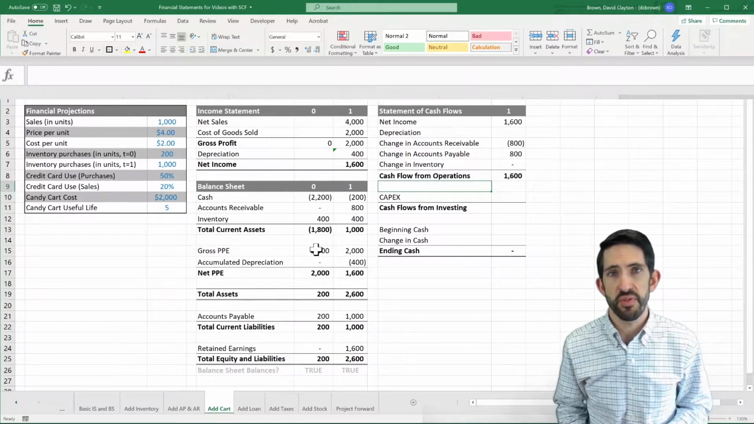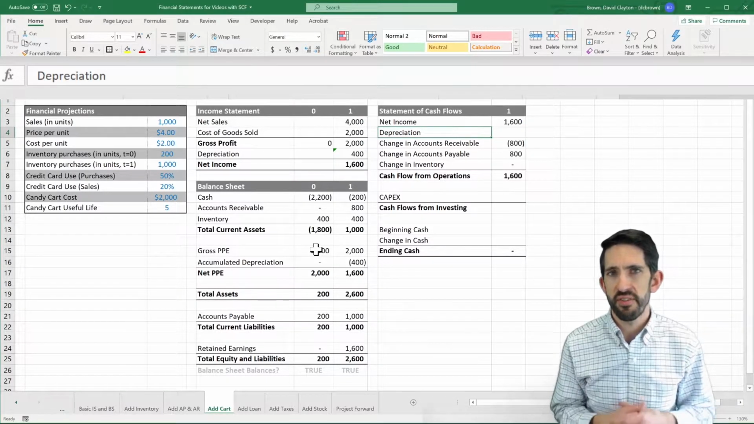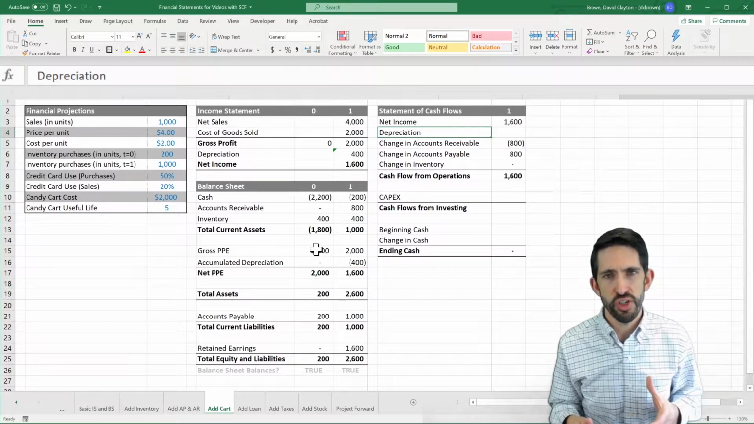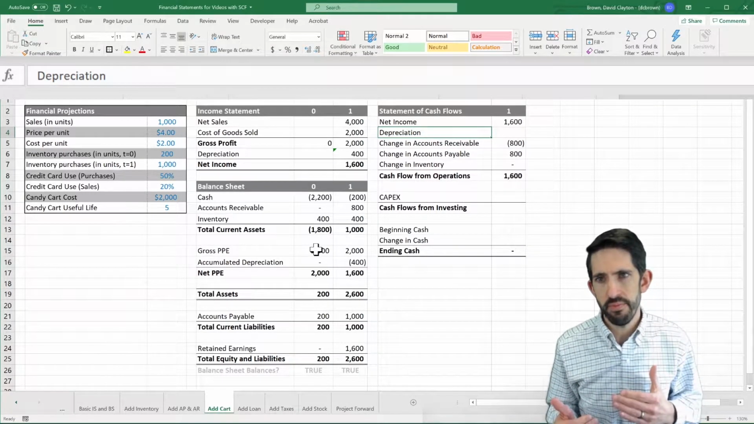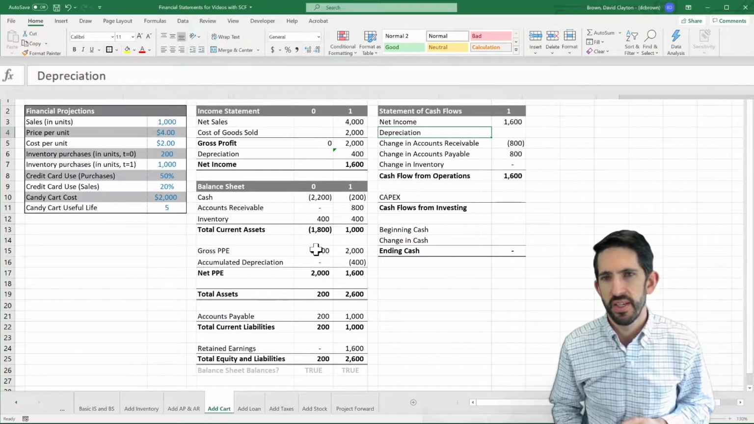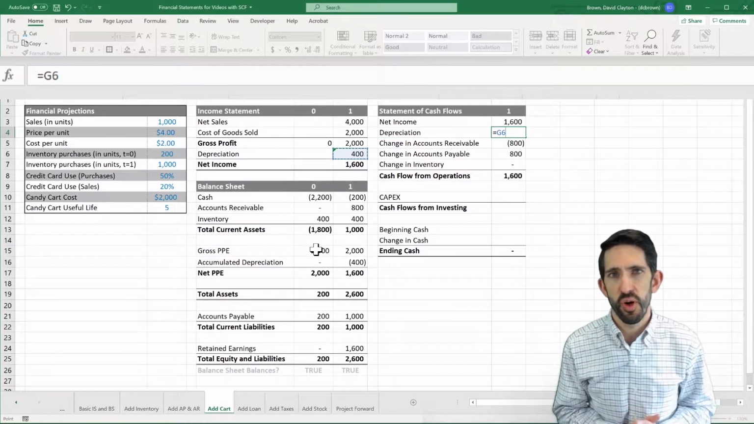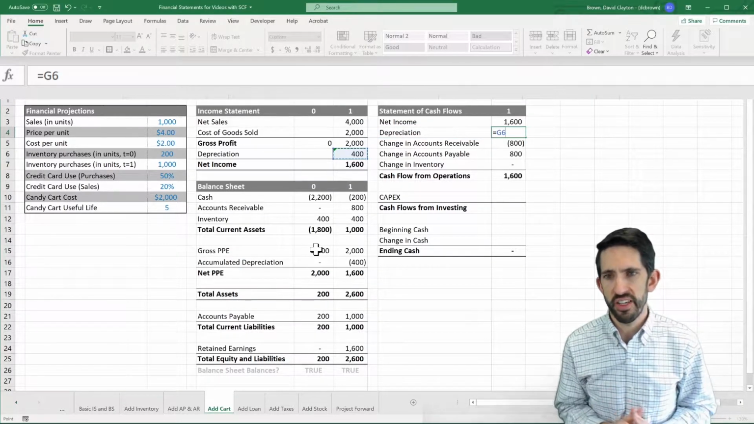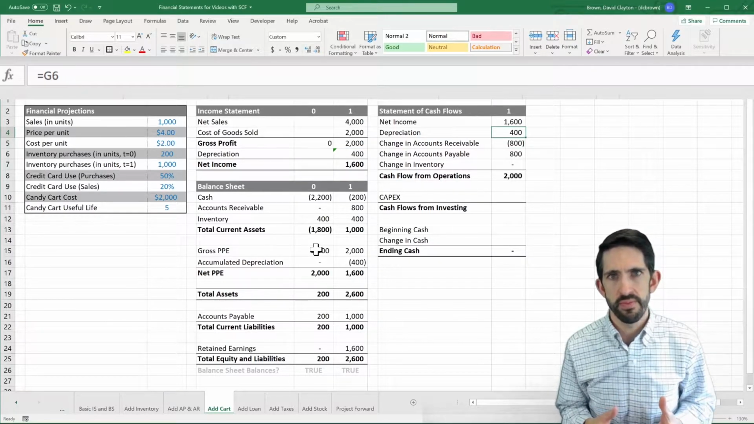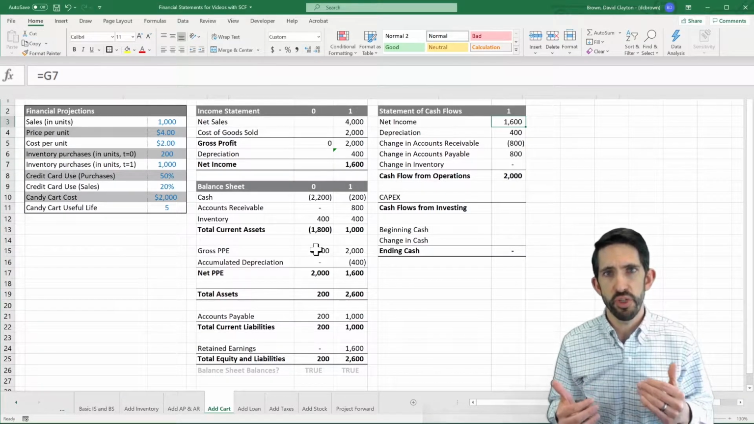On the statement of cash flows, the first effect is that we now have depreciation. Depreciation is a non-cash charge that reduces our net income, and as a result, we need to add it back into the statement of cash flows. So here, we can simply link to our depreciation on our income statement. Notice that our income before was $2,000. Well, our income now is $1,600 because it was reduced by $400 of depreciation.